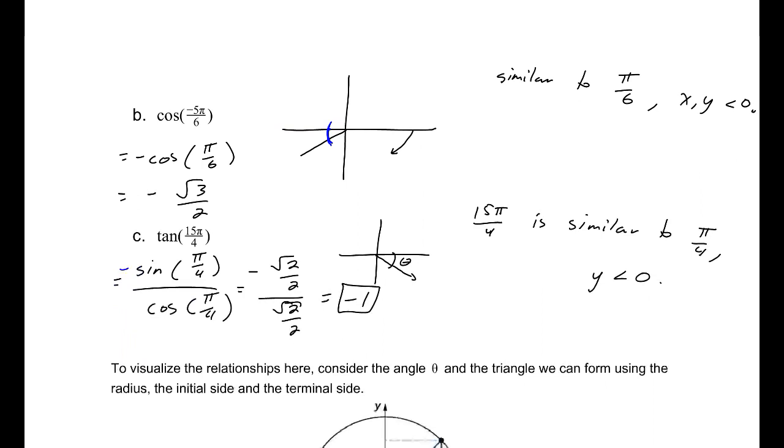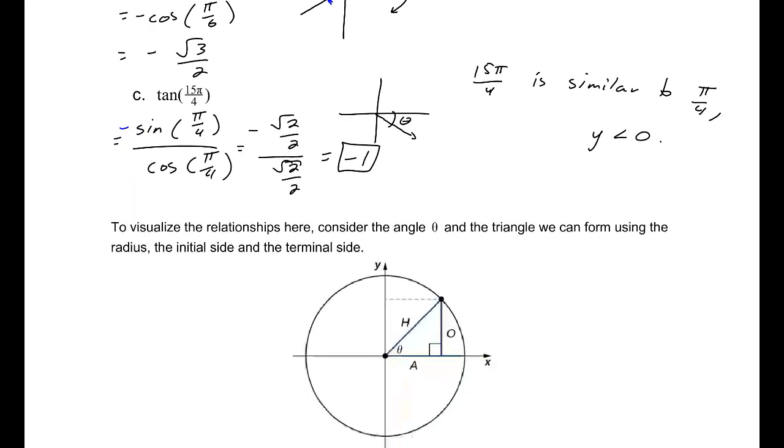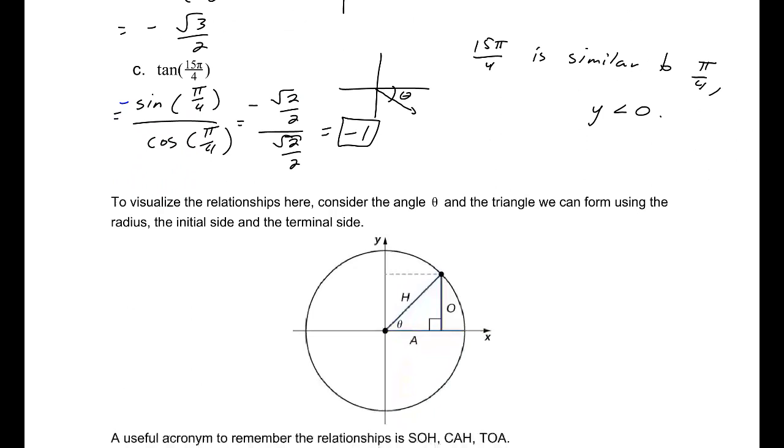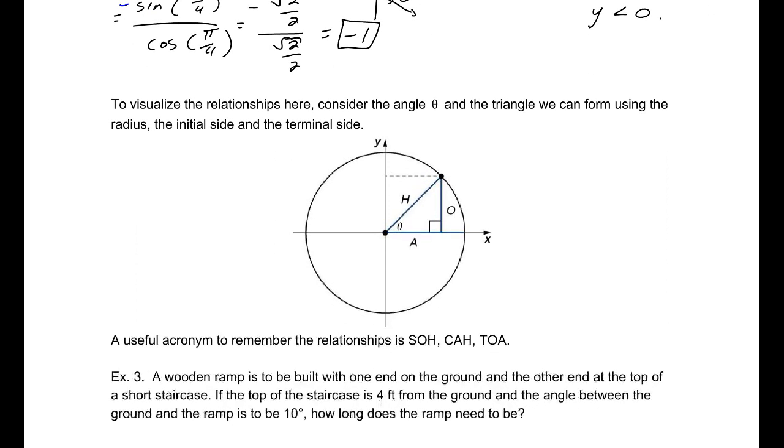Now, because we are talking about triangles, we can visualize the relationships here with the angle theta and this triangle formed using the radius, the initial side, and the terminal side. A useful acronym, there are actually several, is SOHCAHTOA, which is sine equals opposite over hypotenuse. Let's compare this to our previous work. We had x and y, and we said sine was y over r, which is the opposite over the hypotenuse.